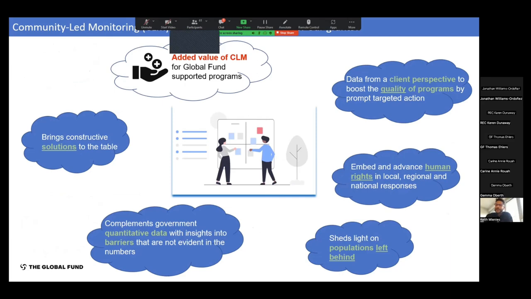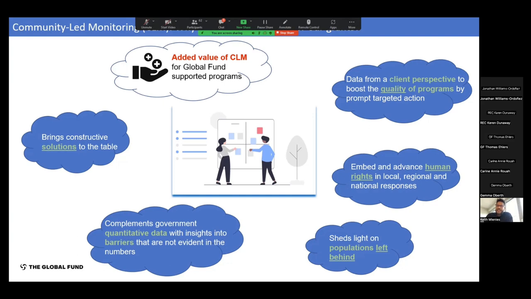So why is CLM so important for Global Fund grants? You might have seen in the Global Fund strategy that community-led monitoring is prioritized in support of people-centered services and meaningful engagement, as well as, of course, community and civil society empowerment. There are several points to note around the value add of community-led monitoring. First of all, it does provide you with a client perspective on what is working and what is not working in terms of a service that's being provided.